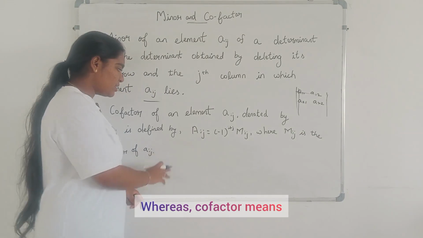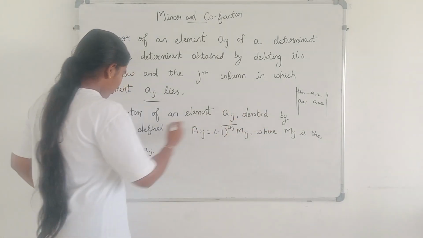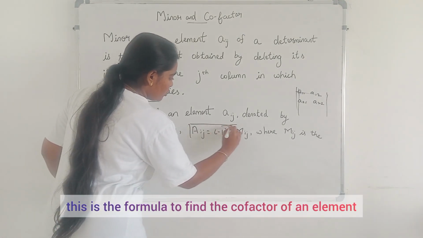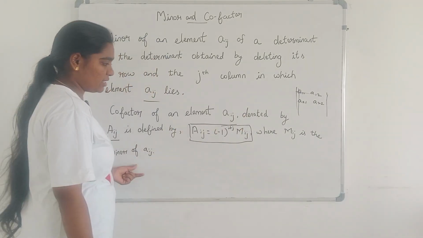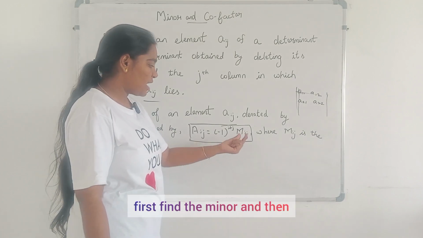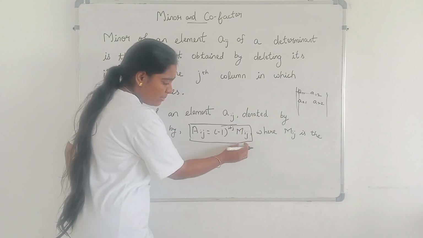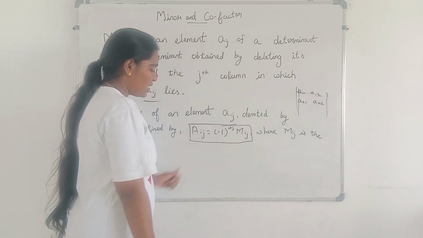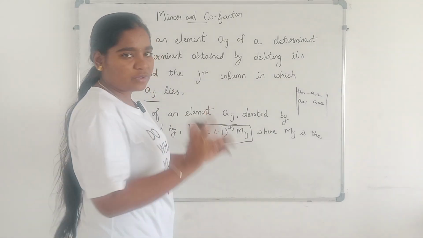Whereas cofactor means, cofactor of an element Aij denoted by Aij is defined by this formula to find the cofactor of an element, where Mij is the minor of Aij. So, to find the cofactor, first find the minor and then multiply the minor with minus 1 to the power of i plus j. This i, j denote the element's position.